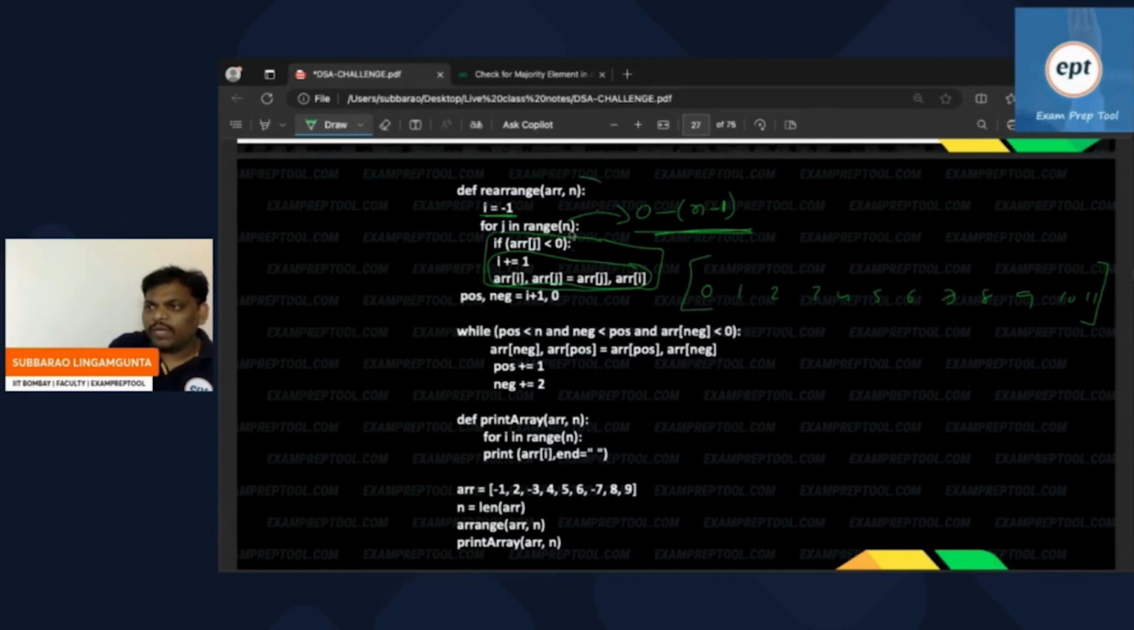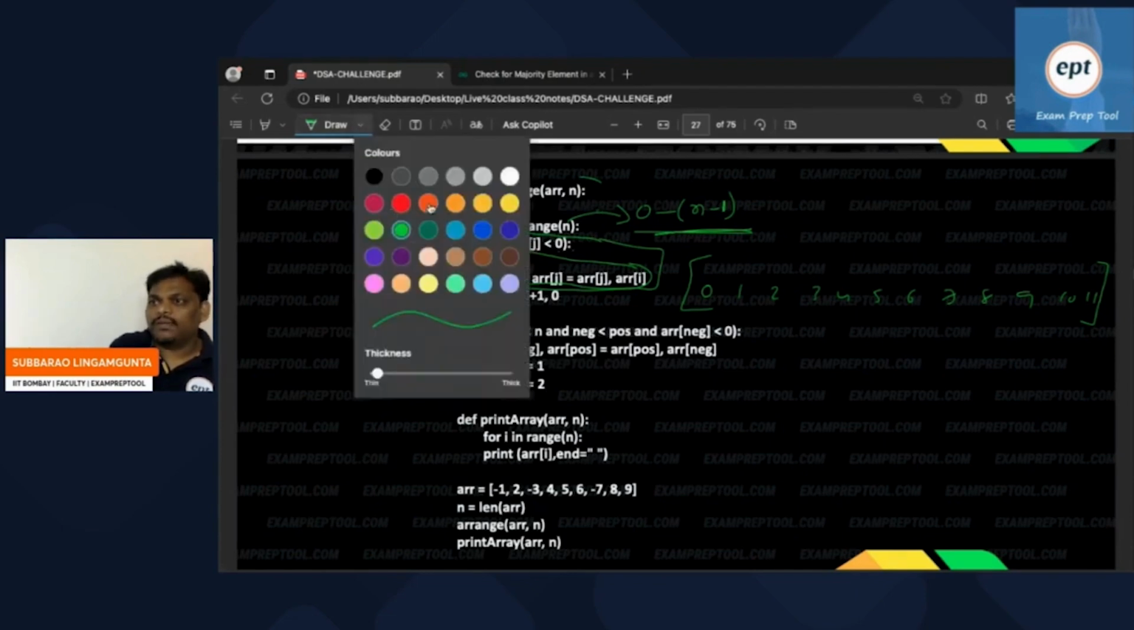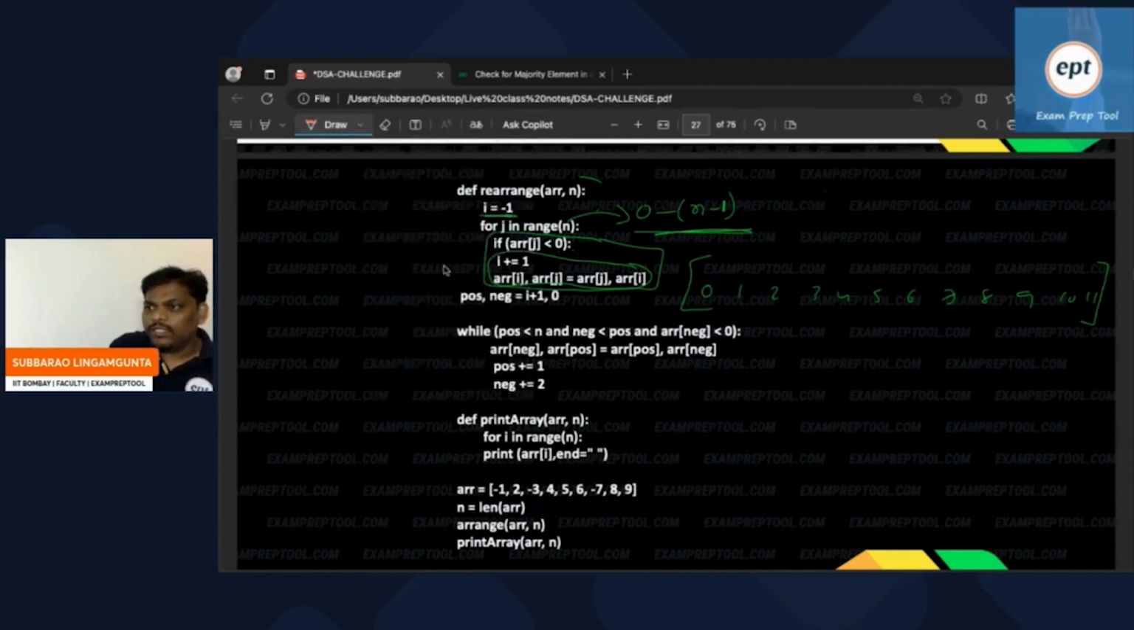This story, whatever I have written. If you want, I will use another color. This story is called the partition algorithm until here. It is called the partition algorithm in the Python programming language. Just know the Python syntax, nothing else is there. Now, after completion of the partition algorithm, you are able to see negatives on one side, positives on the other.